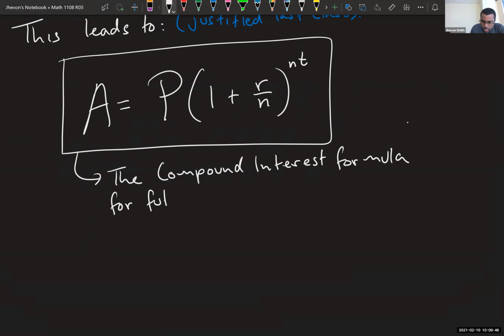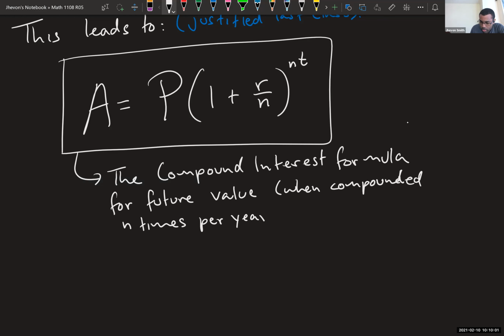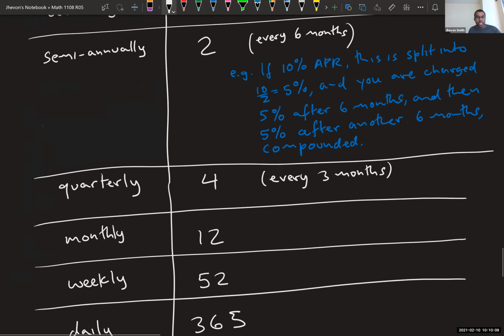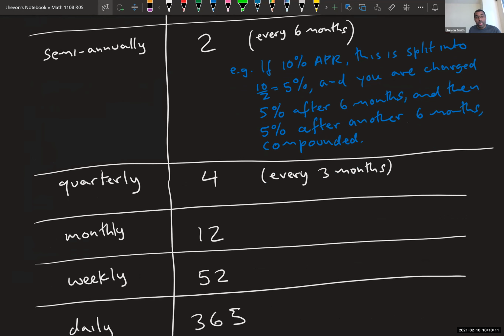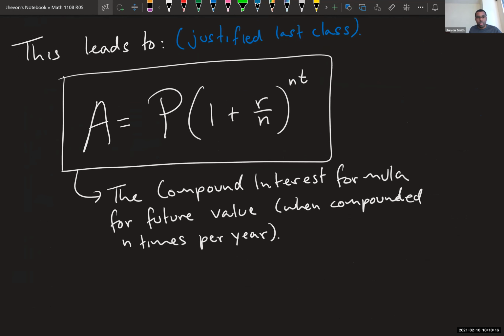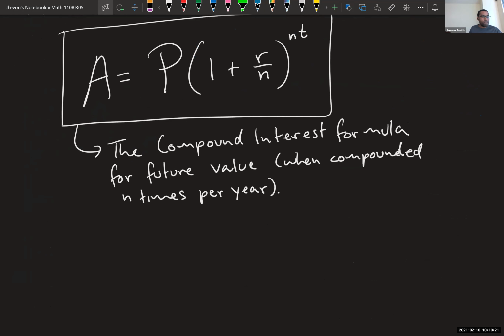A is the amount owed, or future value, when compounded N times per year. So N means the number on the right side of this table. If they say quarterly, you plug in N equals 4. If they say weekly, plug in N equals 52, et cetera. And that's going to be the formula. Let's do an example.